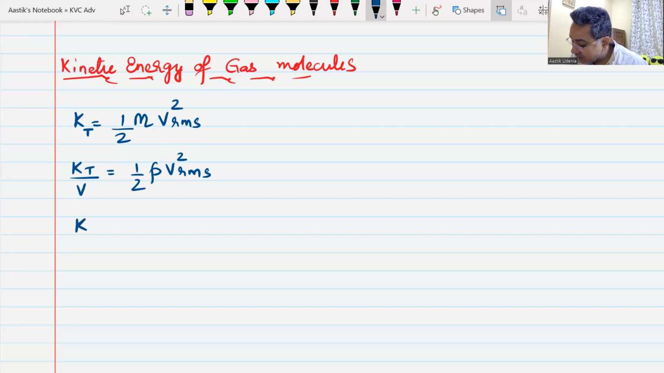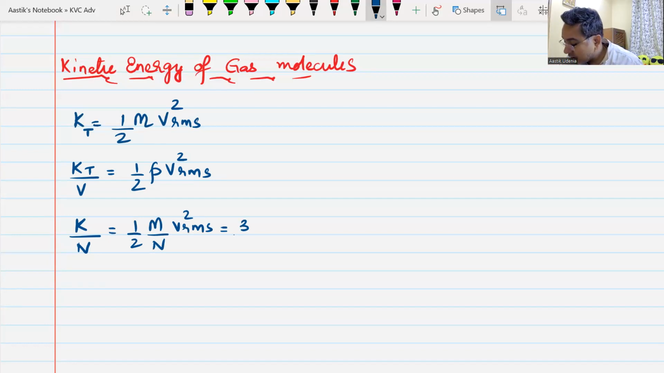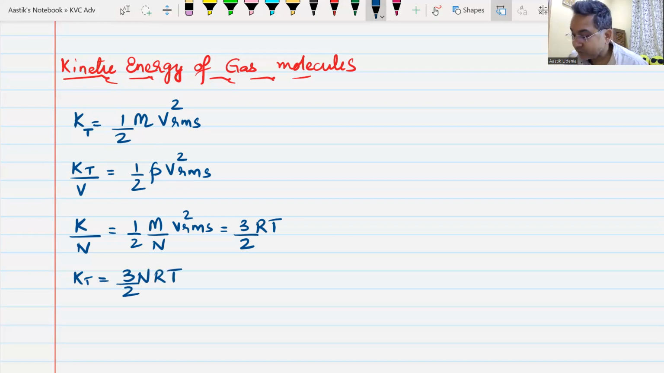I can also find kinetic energy per mole. This is known as average kinetic energy per mole, n standing for the number of moles. So we'll have to divide this by the number of moles. If I put the formula correctly, I will get 3 by 2 RT. Or I can write the total kinetic energy as 3 by 2 nRT, different ways of writing the same formula. Whenever the number of moles comes, R comes together.